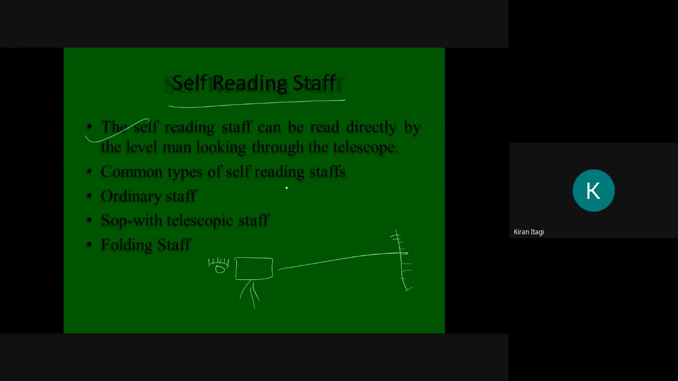Common types of self-reading staffs are the ordinary staff, which is commonly used, and this is an ordinary staff. Another is the telescopic staff. And this one is a folding staff. Here we will have three stages, which you can open and close like a tripod, which can be extended and which can be reduced. Like this also, here we can open the scale.